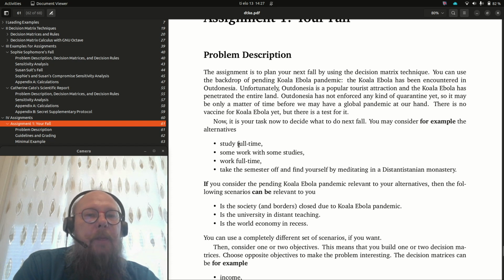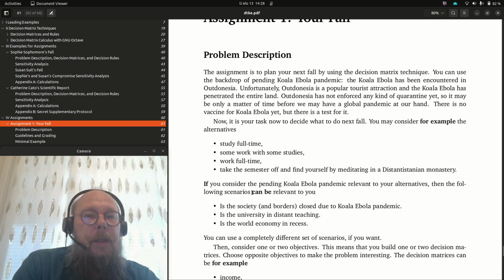One is study full-time, one is some work, some studies, then there is work full-time, and then there is take the whole semester off and find yourself by meditating in a distant Estonian monastery. All right. Then, if you consider the pending koala Ebola pandemic relevant to your alternatives, you can ignore the koala Ebola completely and use different scenarios if you want to be more creative. If you want to follow instructions, then you take the koala Ebola pandemic to be relevant to your alternatives.